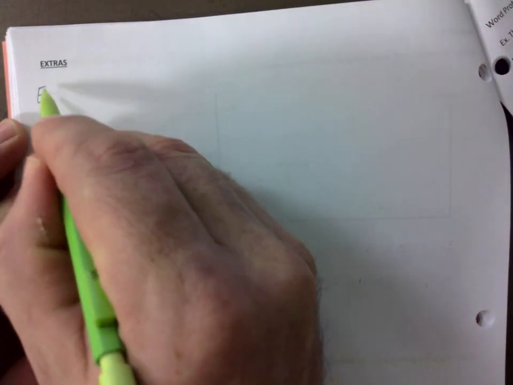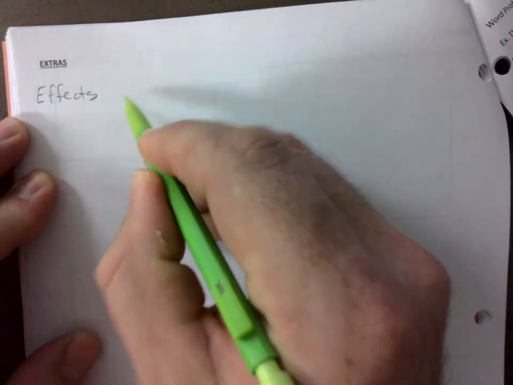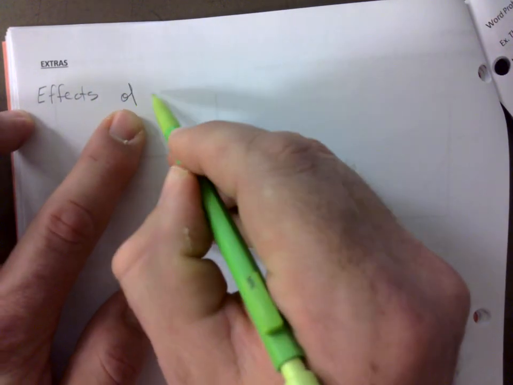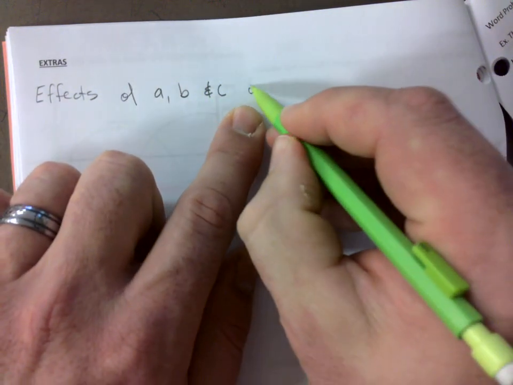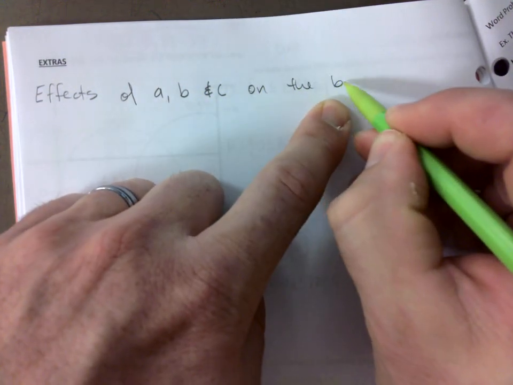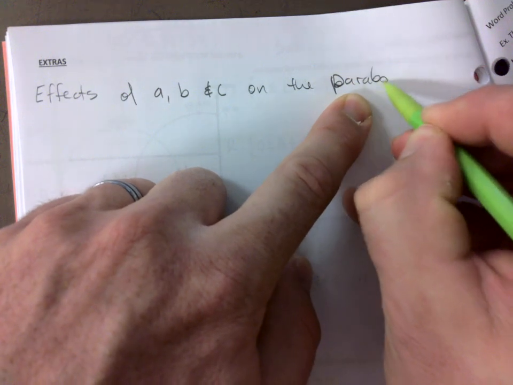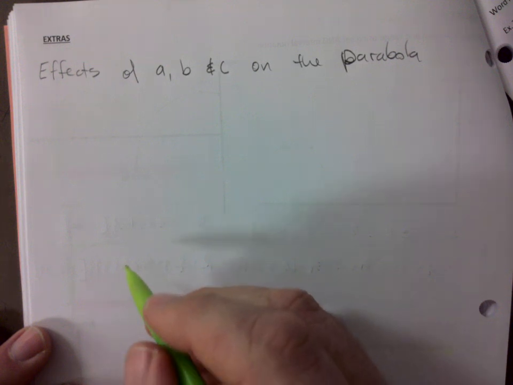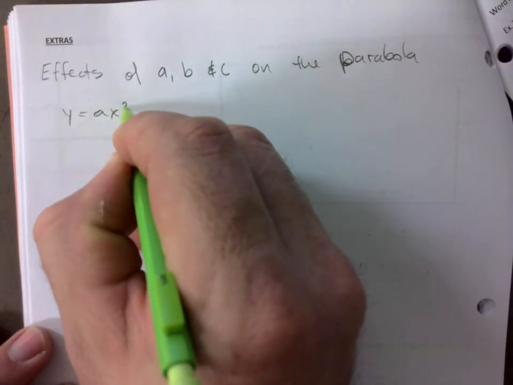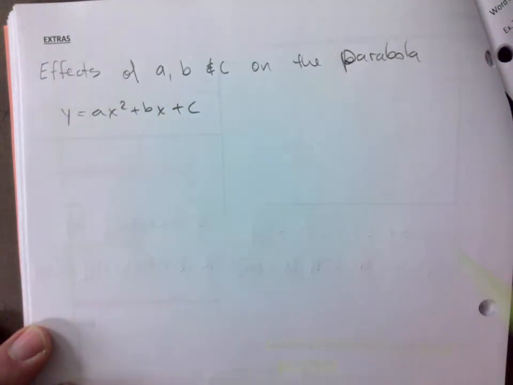So let's go to the back side of this. It's blank. It is blank for a reason, and it's for me to talk about on 35. Make sure you write this down. Effects of A, B, and C on the parabola. So if you have this, right, that's the general form.